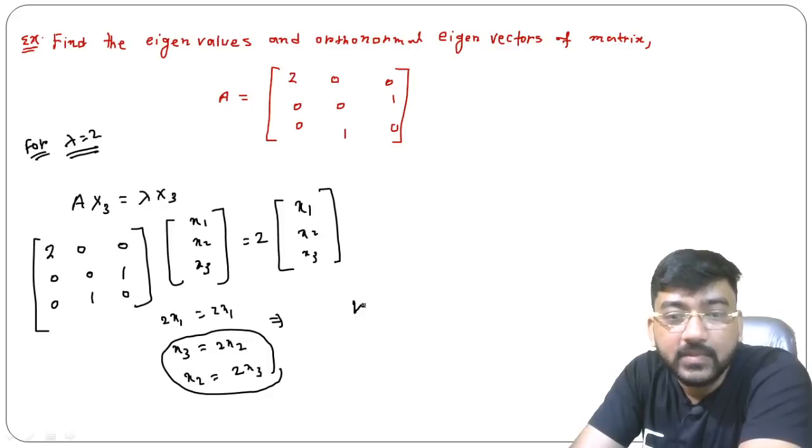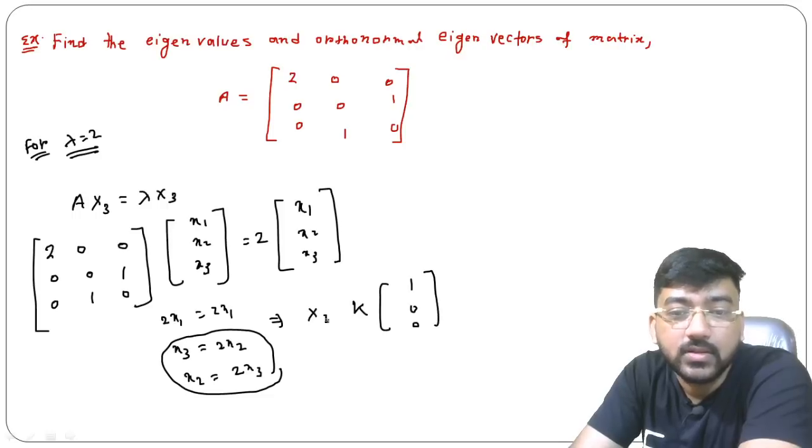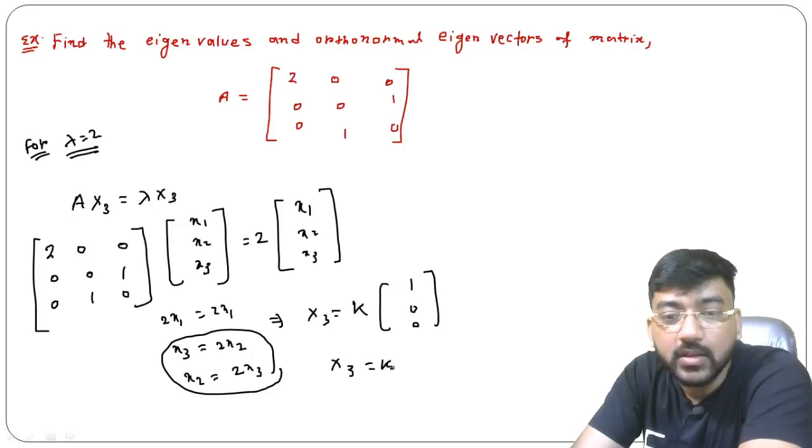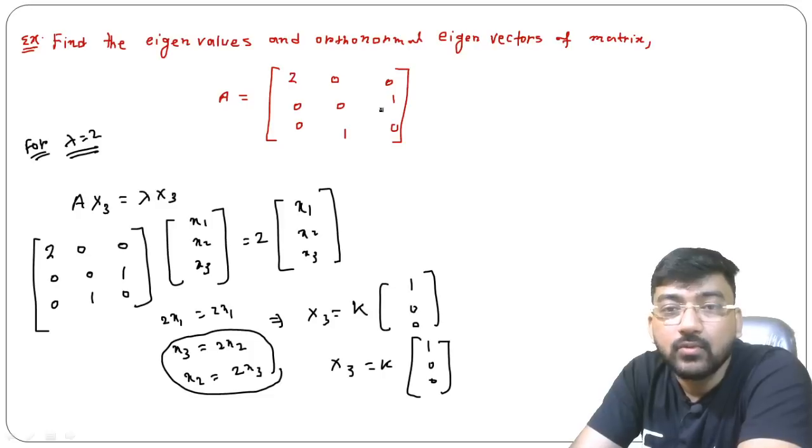So let us take that k into 1, 0 and 0. So this will be your x3, and your normalized constant here is 1. So your x3 will be k into 1, 0, 0. Okay. So what we have got?